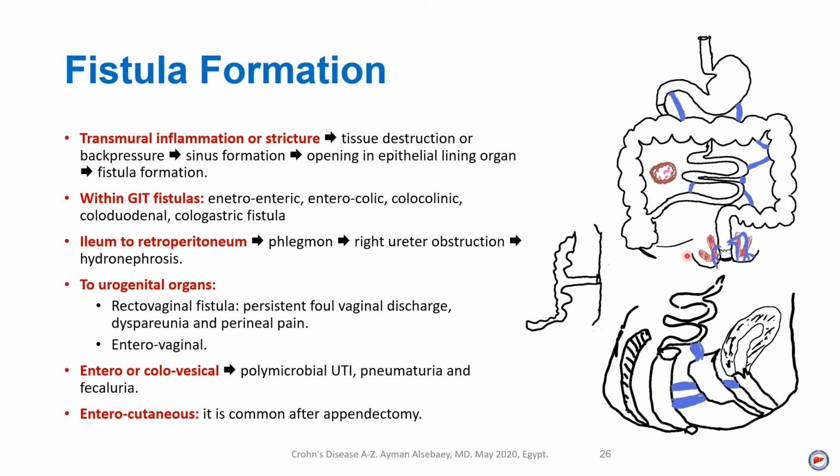Sometimes the fistula also occurs between the intestine or the colon and the skin. We will call it enterocutaneous fistula, and he will have continuous discharge from the skin. The most common fistula is the perianal disease or perianal fistulae. They occur in 25% of the patients. Okay, they are very common in patients with Crohn's disease, and so they are given a special place in the behavior in the Montreal classification.